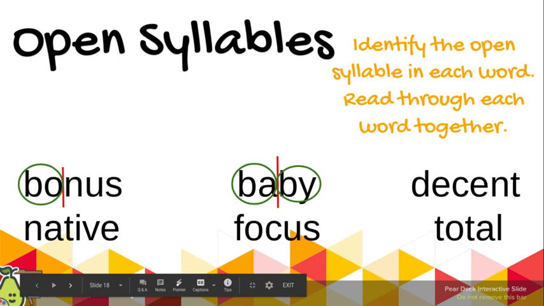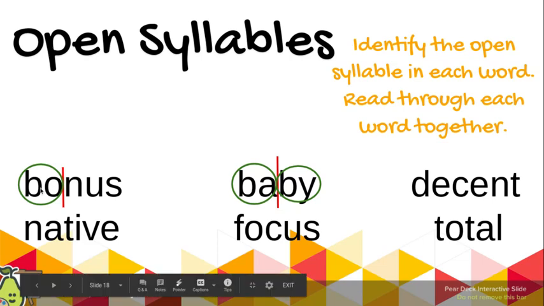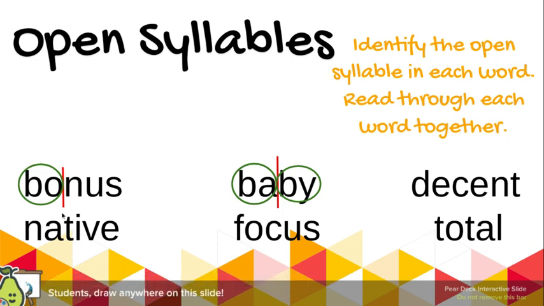We're going to identify the open syllables in each of these words. The first word is bonus. The red line indicates that this word has two syllables, bo-nus. The green circle indicates that the B-O syllable, bo, is the open syllable. That syllable ends with a vowel, and that vowel makes the long O sound.